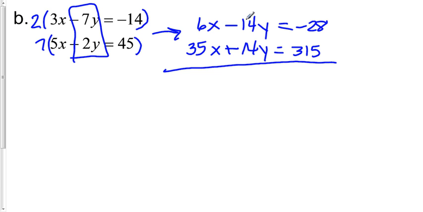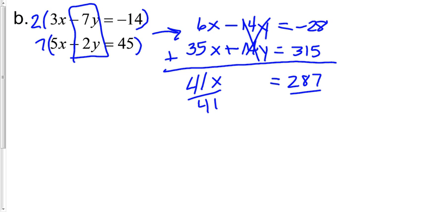Now, if I have opposites, as in a -14 and a +14, I can't simply subtract every column, because -14 minus 14 doesn't cancel out. It doesn't make 0. Because they're opposites, this time I need to add the columns. So 6x plus 35x is 41x. -14 plus 14 makes 0, so I've eliminated the y's. And on the other side, negative 28 plus 315 is 287. Now we can pretty easily get the x value. Take 287 divided by 41, and x equals 7.